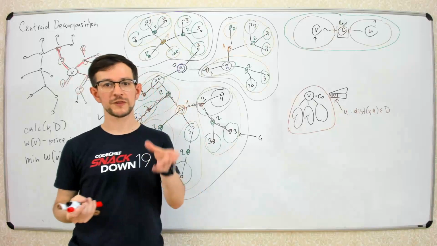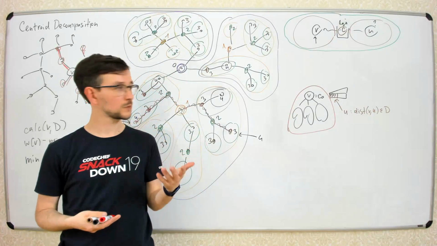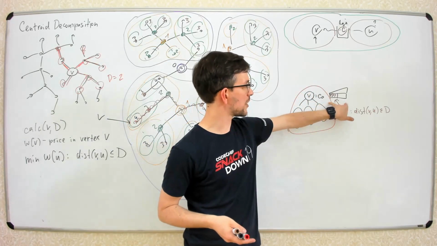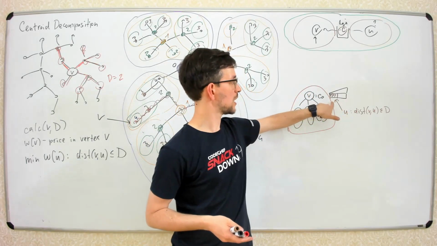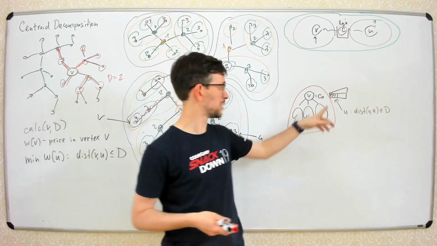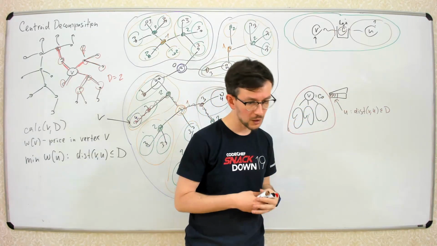We can pre-calculate the minimum for each prefix. So we take all nodes in this component, put them in one array, sort this array by distance, and then calculate the minimum for each prefix. We can do it in linear time. We need n log n to sort it, actually.